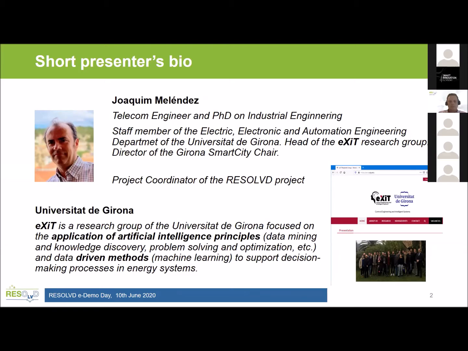Spain. And I am also leading with my colleague Joan Colomé a research group, the UdG-eXiT research group. This is a research group devoted to the study of artificial intelligence principles and their applications to solving engineering problems. In particular, we focus on data-driven solutions and also on optimization methods. And we have been working in the energy domain for the last 12, 15 years.